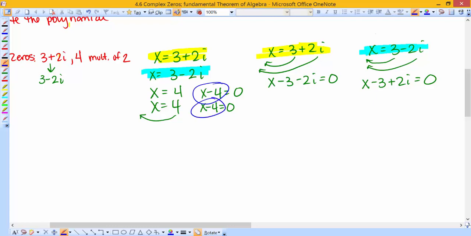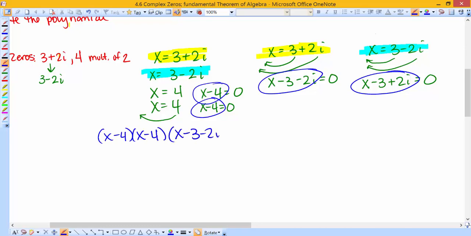Here's 1, here's 2, here's 3, here's 4. So let's go ahead and write this in factored form. x minus 4, x minus 4, x minus 3 minus 2i, x minus 3 plus 2i equals 0. So now I'm in factored form. I can rewrite this in standard form. So this is factored.